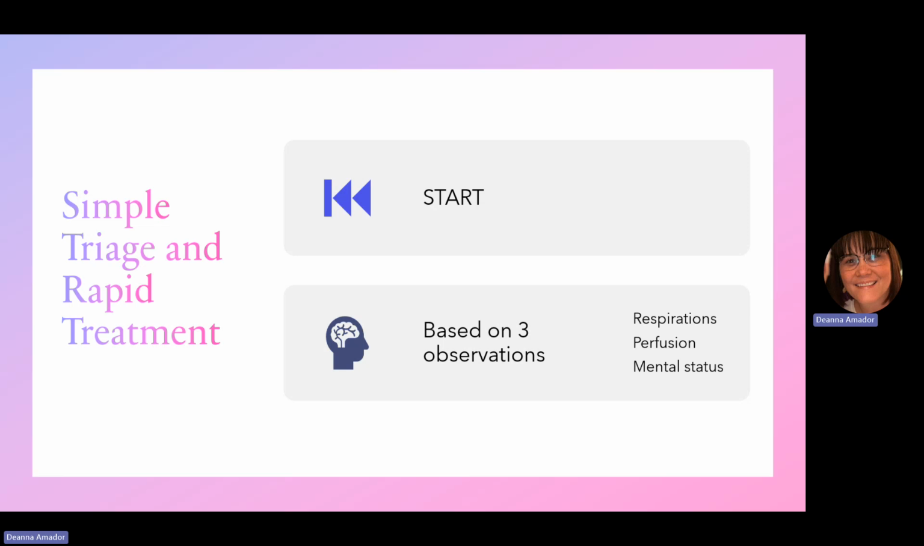If with that repositioning they start breathing, then we immediately tag them red. They're tagged red or immediate. That means that they're the ones that are going to be seen immediately. Remaining patients are delayed or yellow tagged. There are 2 interventions that can be done during the START model: number 1, we can hold direct pressure to control bleeding, and then, like I said, we can do basic airway management.